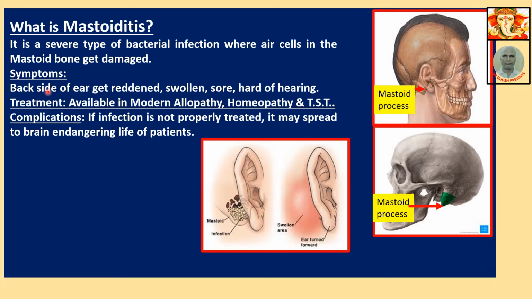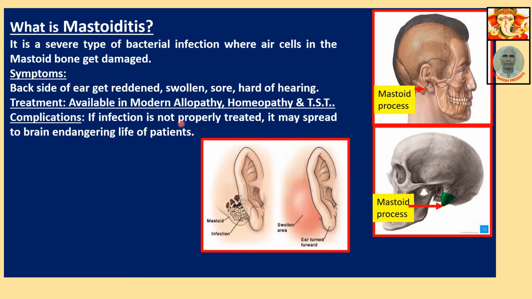Symptoms: the backside of the ear gets reddened. This portion will be reddened. This is the picture of mastoiditis. Not a direct ear infection, just mastoiditis. The backside of the ear gets reddened, swollen, sore, with hardness of hearing. Treatment is available in modern homeopathy, TST.